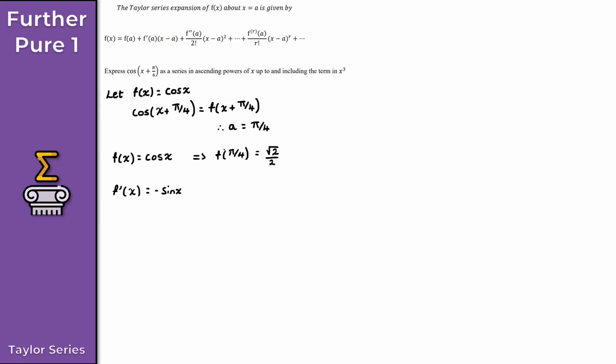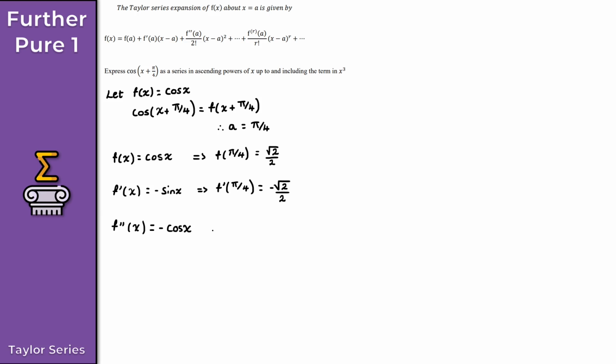Okay. And again, what we need here is f prime at this point of pi over 4. So f prime pi over 4 here, which if we evaluate this gives us minus root 2 over 2. Okay. Now what I need to do here is keep going until I get to the third derivative, because we're going up to the term in x cubed here. Okay. So f double prime of x here, that's the second derivative. So just differentiate minus sine x here with respect to x, and this gives us minus cos x.